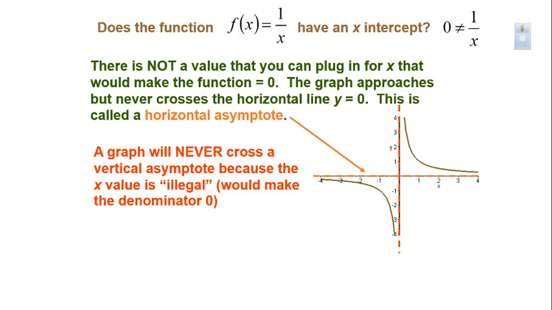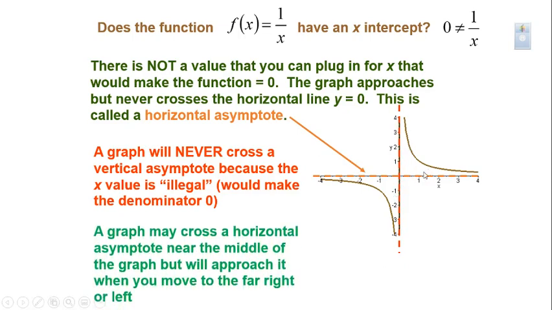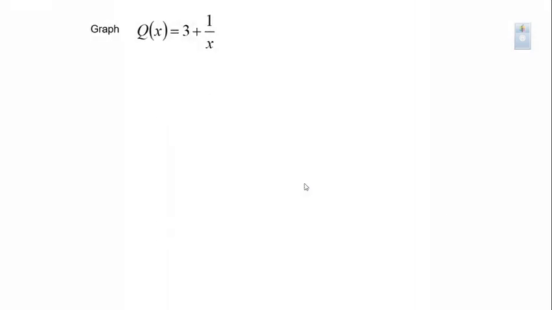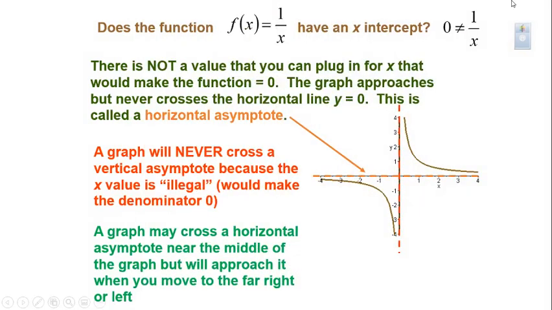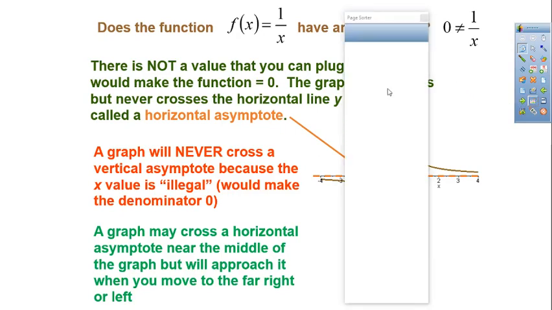ends. Now, how do you know if you'll have a horizontal asymptote? What happens is as x goes further and further to the right or further and further to the left, the graph settles down near some value. Not always 0. Sometimes it's other numbers. So let's take a quick look at some examples here and see what we can do with those.